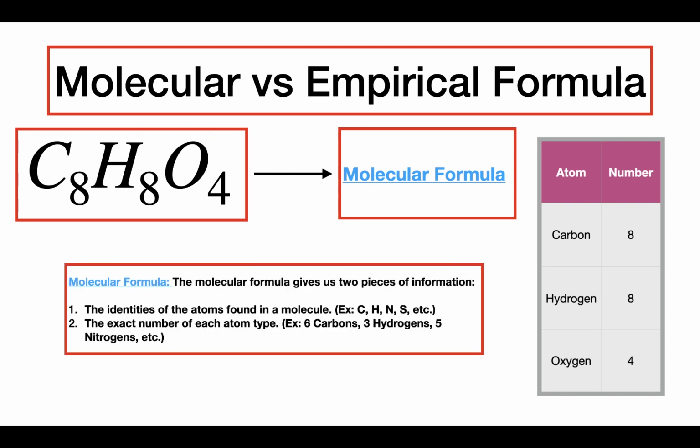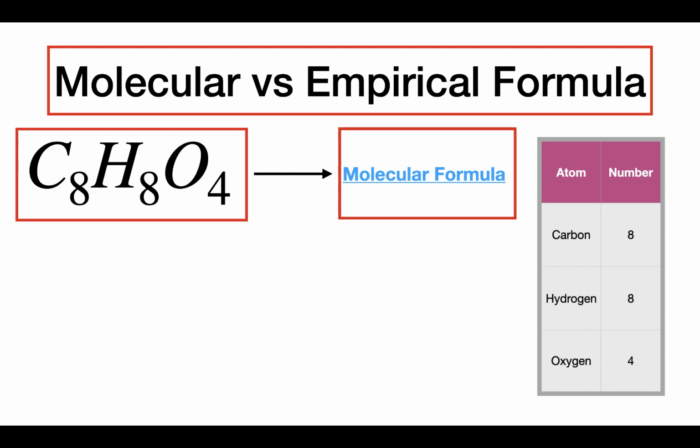As a reminder, the molecular formula tells us two things. It tells us the identities of the atoms found in the molecule, and it also tells us the exact number of each atom type. So remember that the molecular formula here is telling us that we have 8 carbons, 8 hydrogens, and 4 oxygens in our molecule. So what is the empirical formula of this molecule?